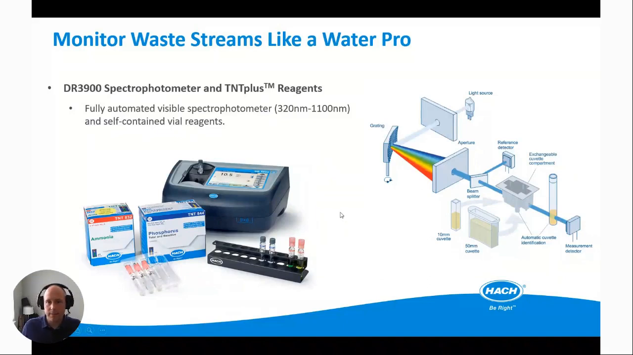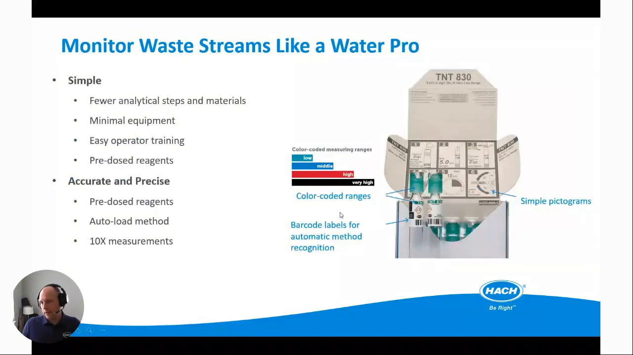Let's look at this in more depth. So this is a box of the TNT plus reagents, and I want to highlight a few things that illustrate the simplicity here. On the previous slide, I showed the method on the right hand side of the screen that had a bunch of different steps, and with this new reagent kit with these vials, we've narrowed it down to just 6 steps, and they're all printed on the lid of the box.